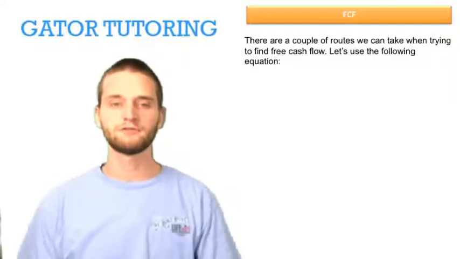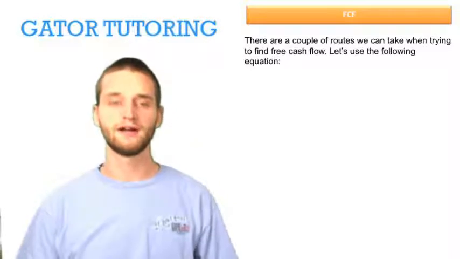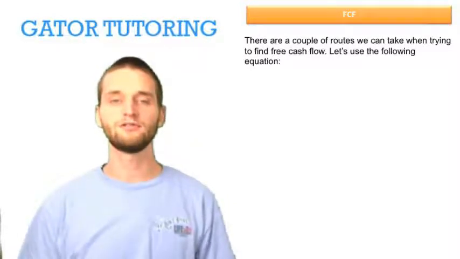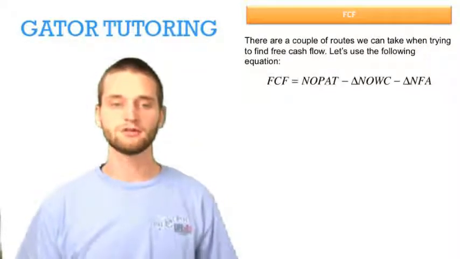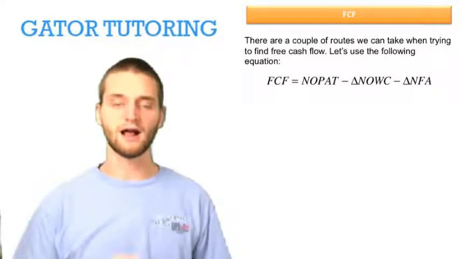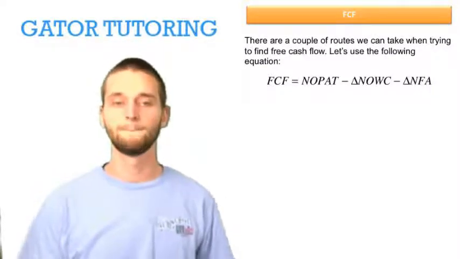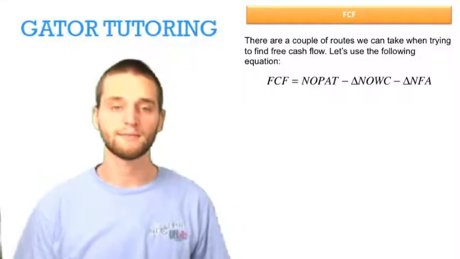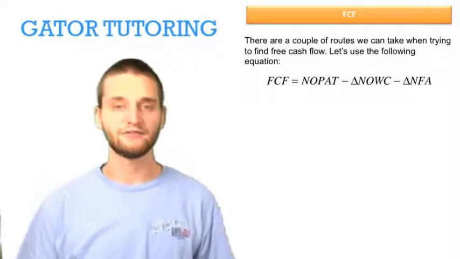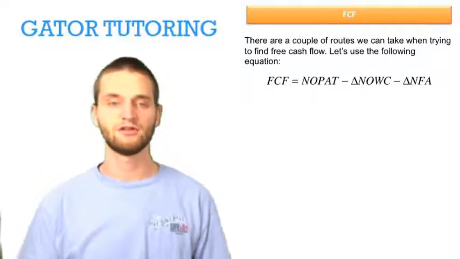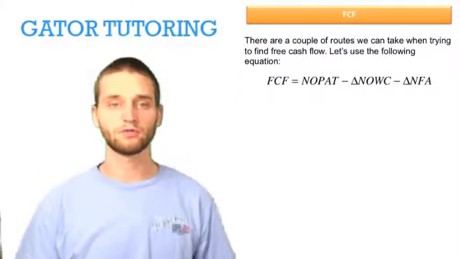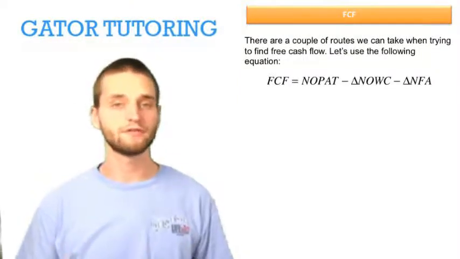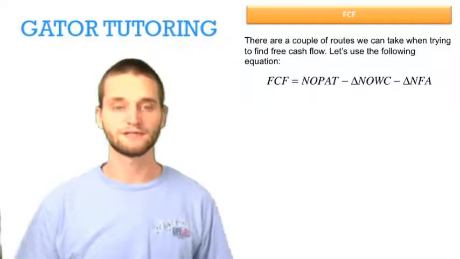So there are a couple of routes that we can take whenever we're trying to find free cash flow. Let's use the following equation. Free cash flow equals NOPAT, net operating profit after tax, minus the change in NOWC, which is net operating working capital, minus the change in NFA, or net fixed assets. So let's look at this one component at a time, go through it, figure it out, and once we have all of our information, we'll be able to find free cash flow.